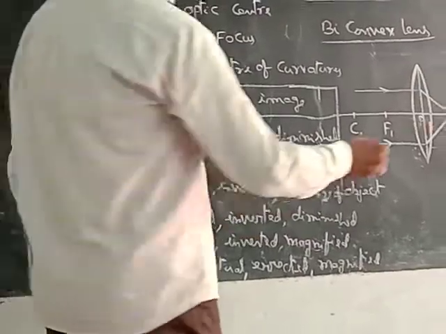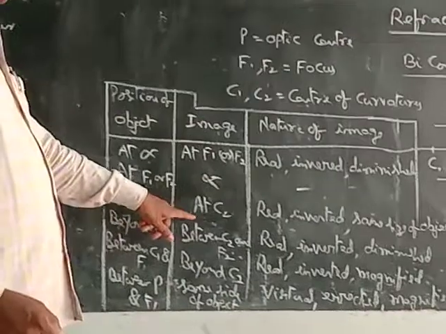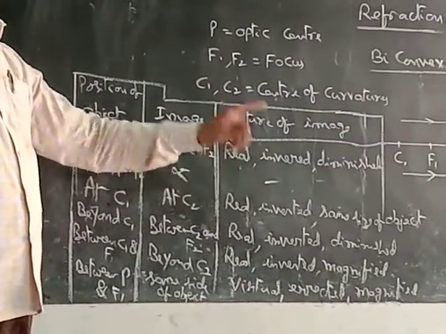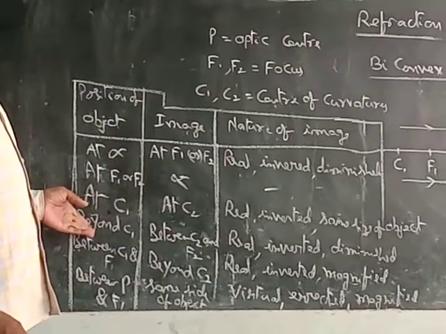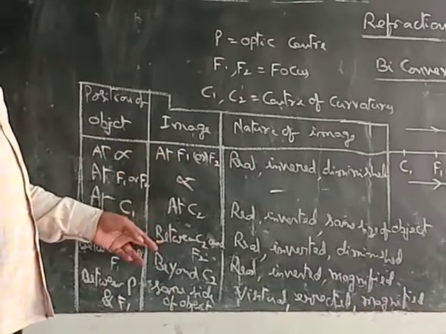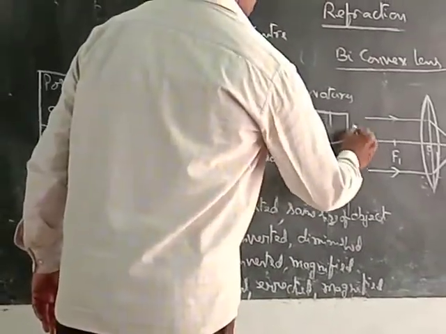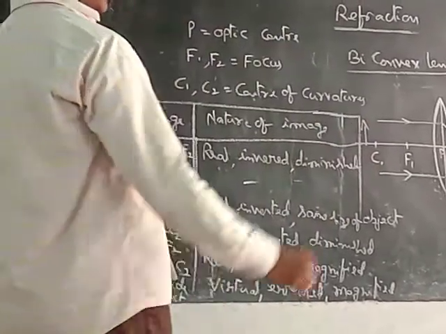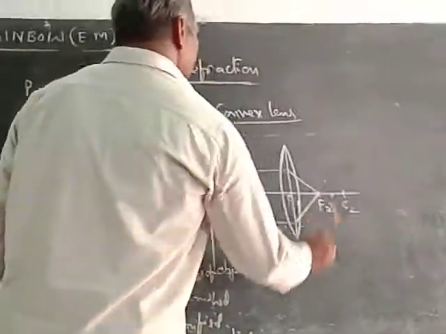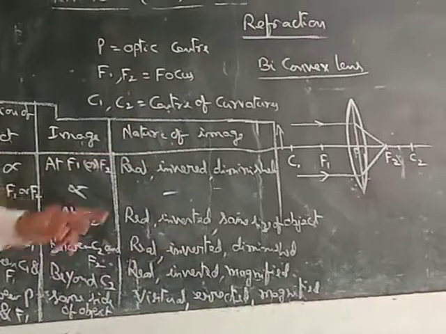Suppose object is placed at C1 or C2. Suppose C1, image formed at C2. How is the image? Real image, inverted, same size as the object. Beyond C1, back side of C1: object is placed beyond C1, image formed between C2 and F2. Beyond C1 means this is the position of the object. Where is the image? In between F2 and C2. This is a real image, inverted, diminished.